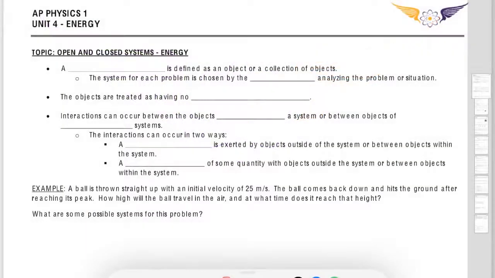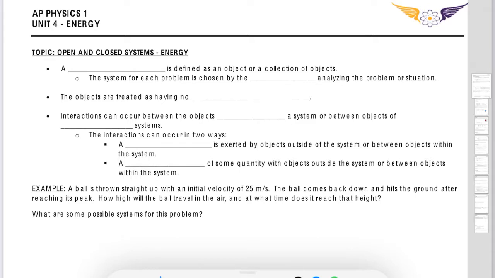Unit 4 is the unit of energy. It's 16 to 24% of your exam, so this is a big portion of your exam. Just want everybody to be aware that this is roughly 8 to 12 questions on your multiple choice section. And so the first, kind of how it's broken up, this is the famous unit of WEP: work, energy, and power. And then in the first video here, we're going to talk about systems.